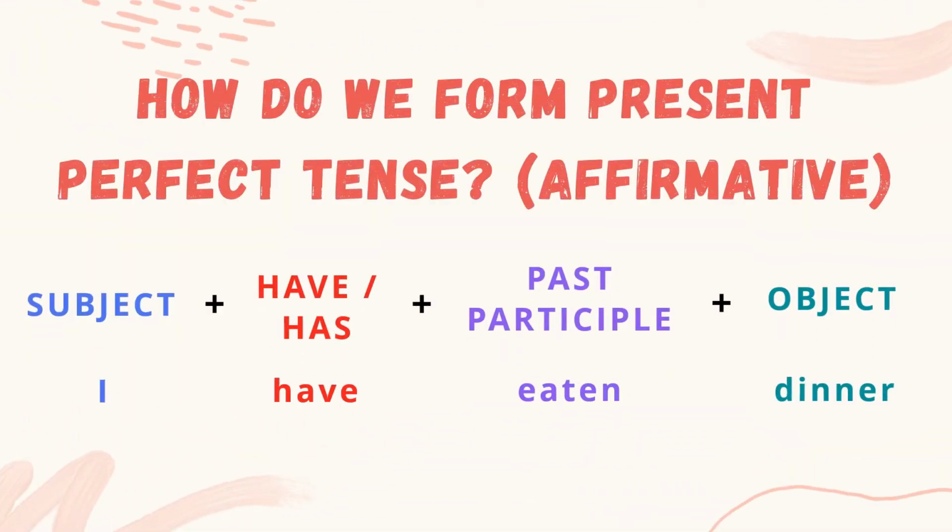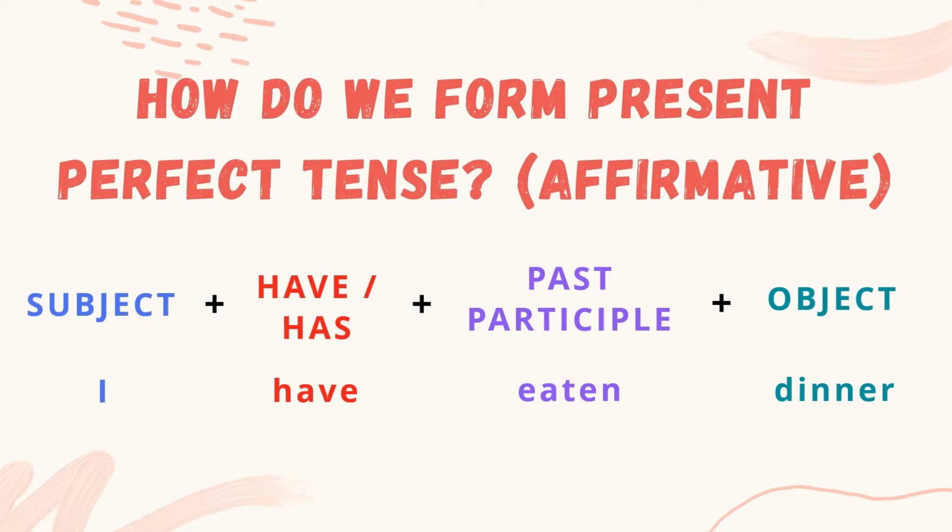Present perfect tense in affirmative sentences consists of subject plus have or has plus past participle plus object. I repeat, subject plus have or has plus past participle plus object.